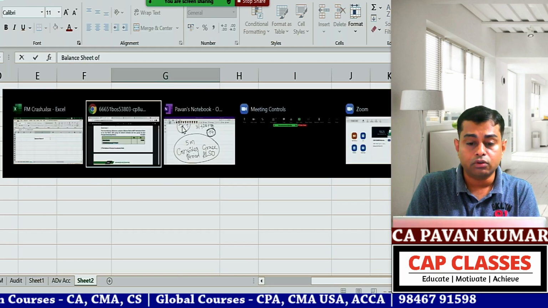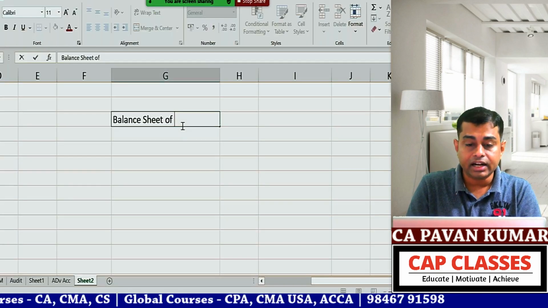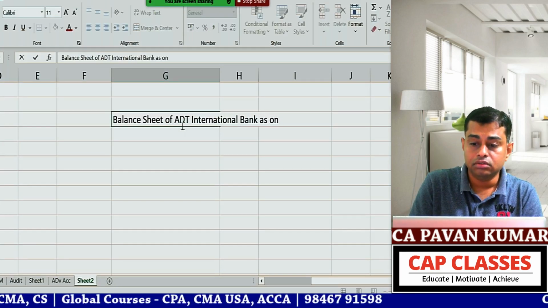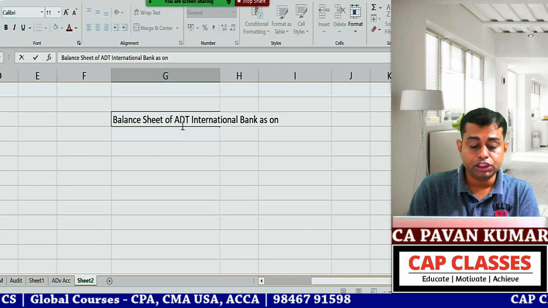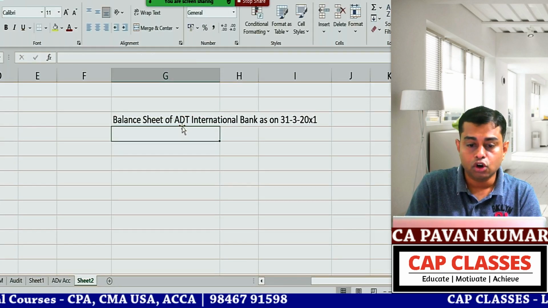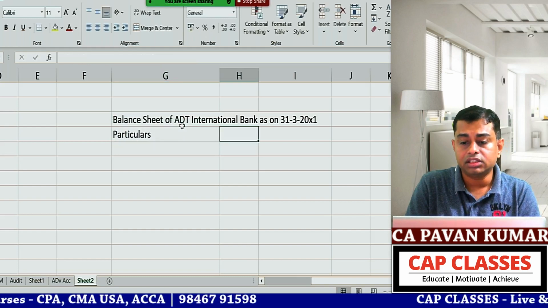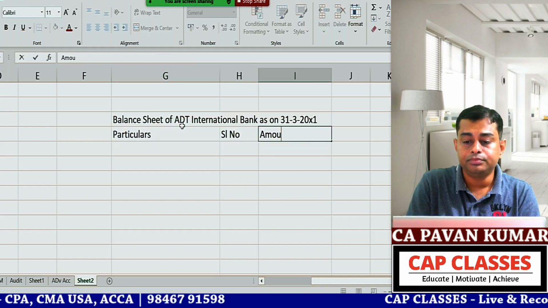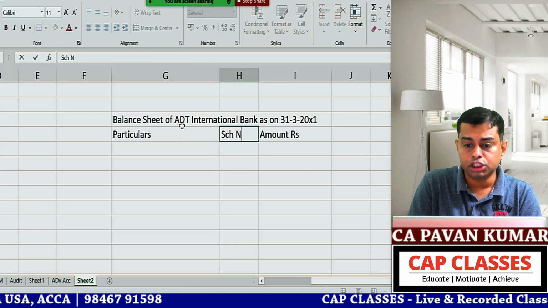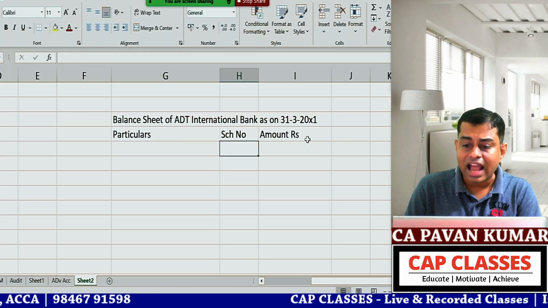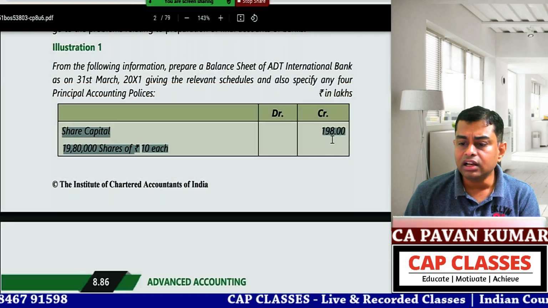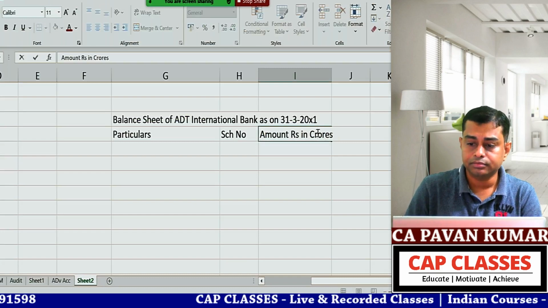Balance sheet of, what is the bank name? ADP International Bank. As on, the date is given, 31st March 2021. Particulars, serial number, amount rupees, schedule number. This is not serial number, this is schedule number. Amount in rupees in lakhs or crores, ma? Lakh. Rupees in lakhs.